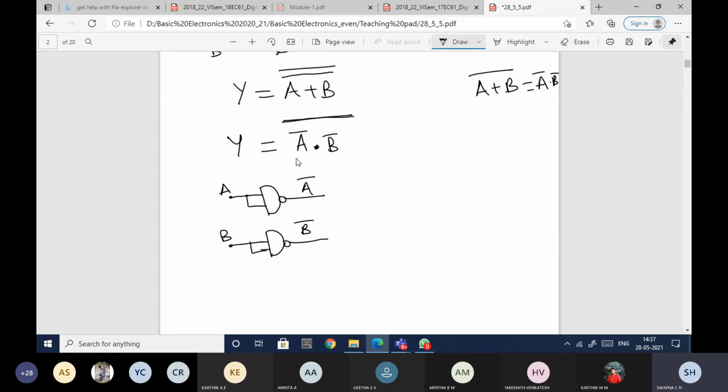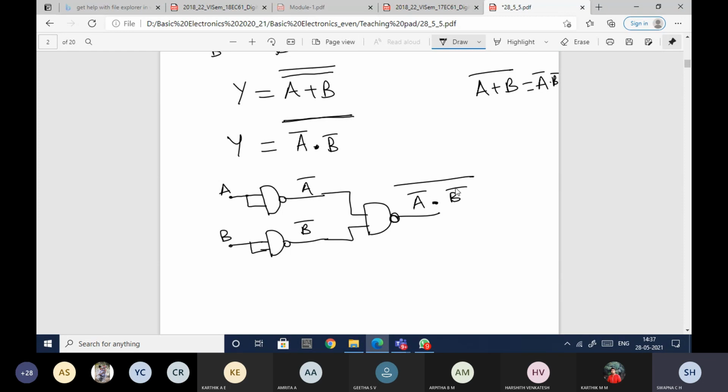Now I have A bar also, I have B bar also. So now I have to get A bar dot B bar whole bar, so I'll give it to a NAND gate. The output of this NAND gate will be A bar dot B bar whole bar. Two inputs, AND operation and whole bar, since I have a bubble here. Okay, so that is what I have implemented, or not.